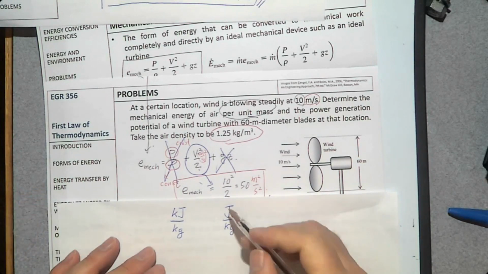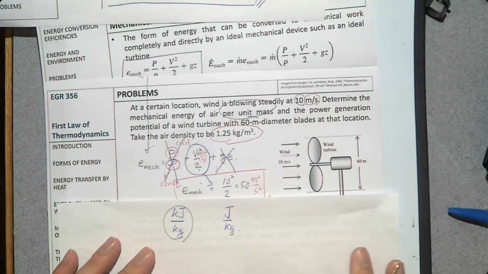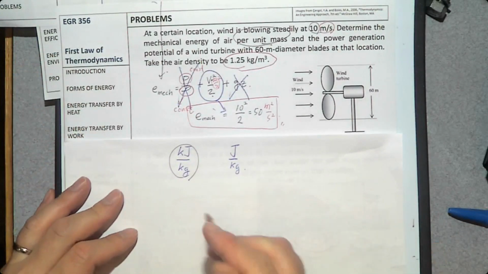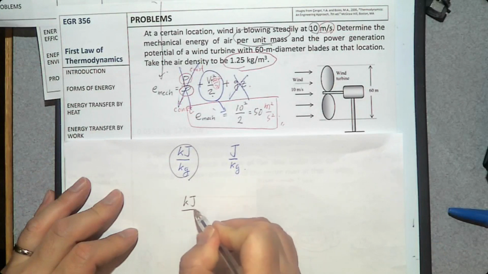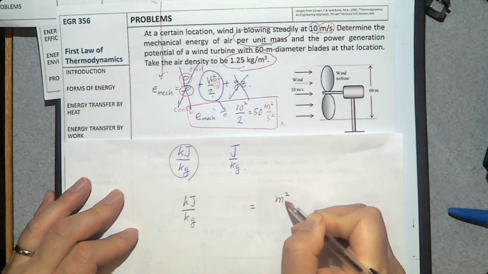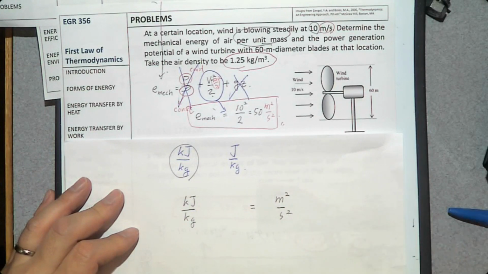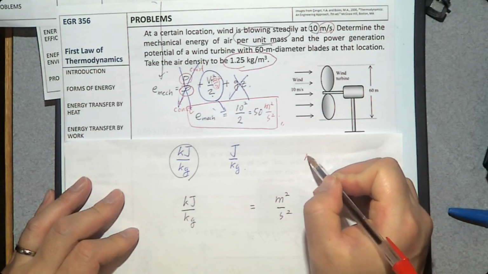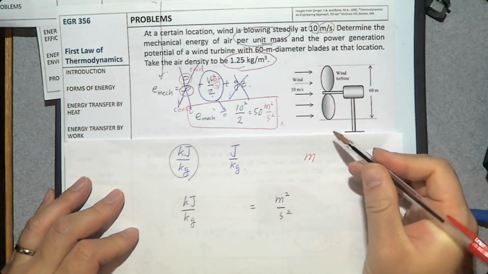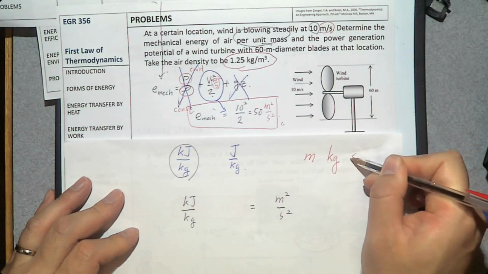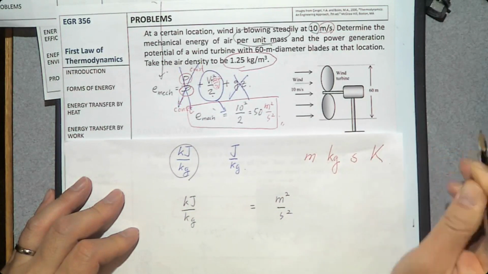So let's assume this one is right. So I'm going to check dimensional homogeneity. Kilojoule per kilogram should be the same as meter square per second square. There are 4 primary dimensions: mass, kilogram; length, meter; time, second; and temperature, Kelvin.